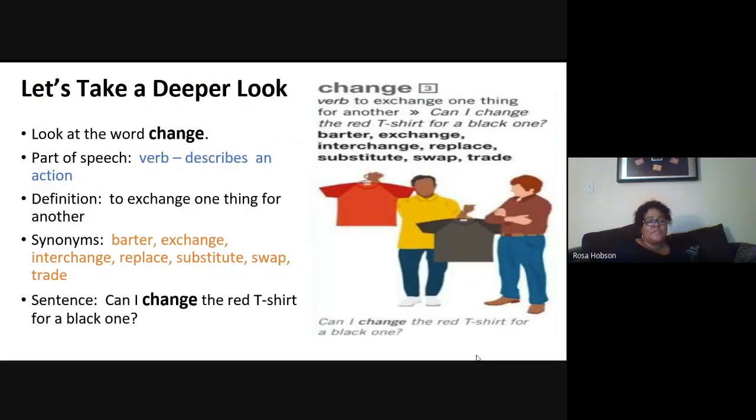So let's take a deeper look. Look at the word change, which is right here at the top of your page. In this case, change is a verb, and it means to exchange one thing for another. And the sentence says, can I change the red t-shirt for a black one? Here are some synonyms. They are words that mean the exact same as this word change. Okay, and again, here's the sentence. And we can switch that word out with any one of these words because these words here, again, are synonyms and they mean the same as change.